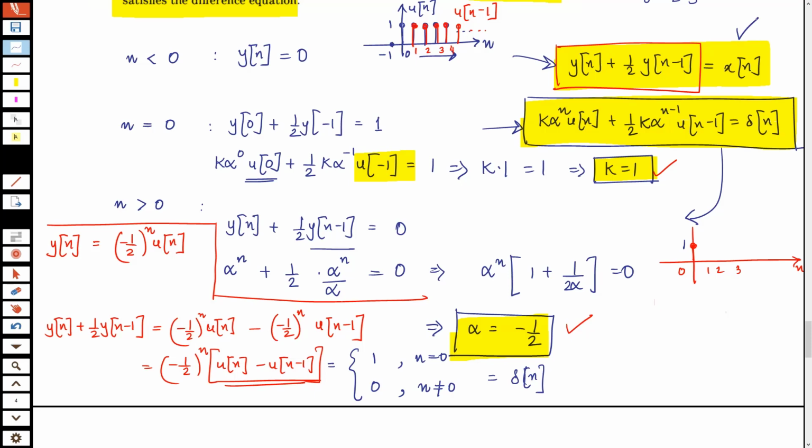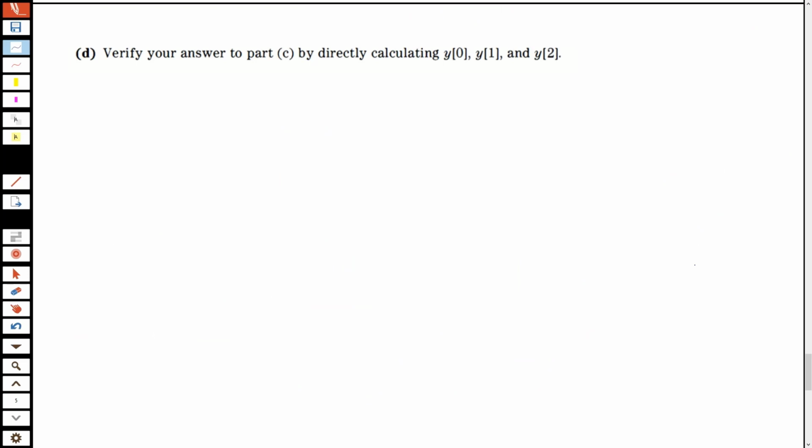Part D says that we need to verify our answer to part C by directly calculating y0, y1 and y2. So let's do that as well, right? So we already know that yn plus half y of n minus 1 is equal to xn. Now, since I want to get yn, I'm just going to take it to the other side like this. And we also know that xn is nothing but delta n. So I'm going to plug that in.